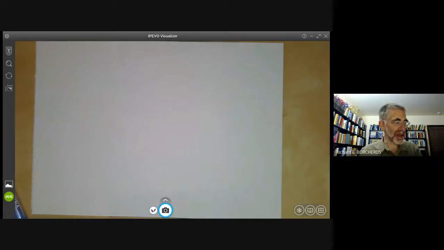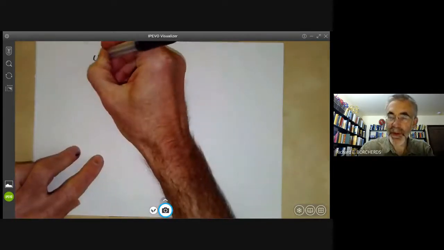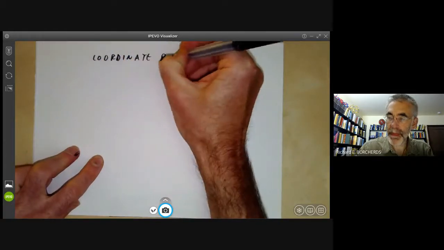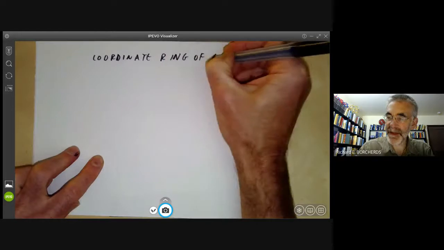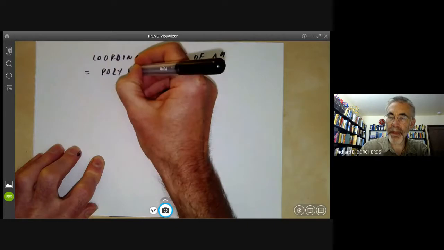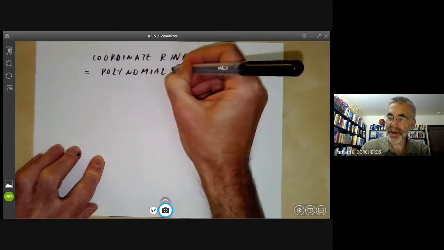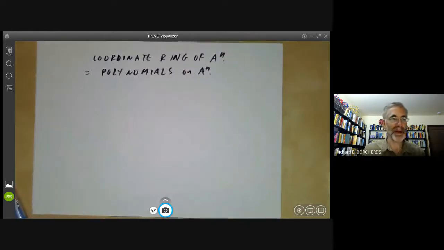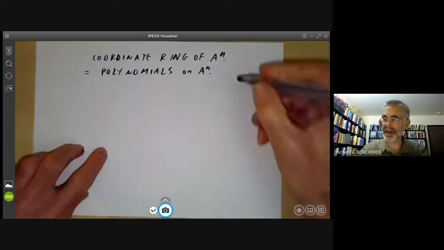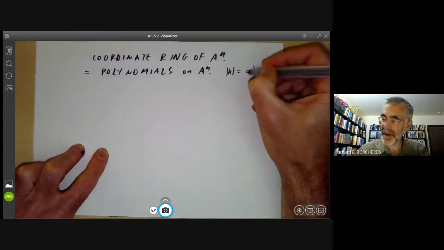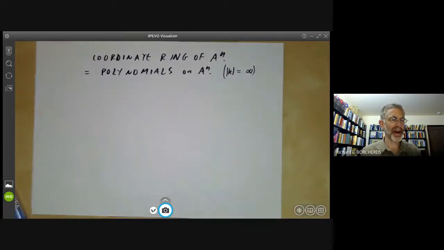Algebraic geometry tends to use the coordinate ring of affine space. So the coordinate ring is just the space of all polynomial functions, or all polynomials, on A^n. And notice that whether or not something is a polynomial doesn't depend on the choice of origin, so that's okay. I should mention here we're taking our field k to have an infinite number of elements, because if it's only got a finite number, you've got to be a little bit more careful about how you define the polynomial ring.